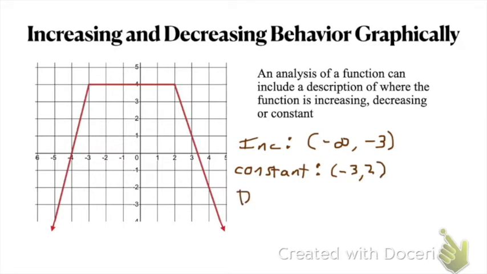And then we are decreasing when we get past 2, so our interval is from 2 all the way to infinity, because we have the arrows on the ends. When we write intervals for increasing, decreasing, and constant, we do need to use the parentheses around it for the intervals. We do not actually include the place where it changes from increasing and decreasing or from increasing to constant. That's why we use the parentheses.